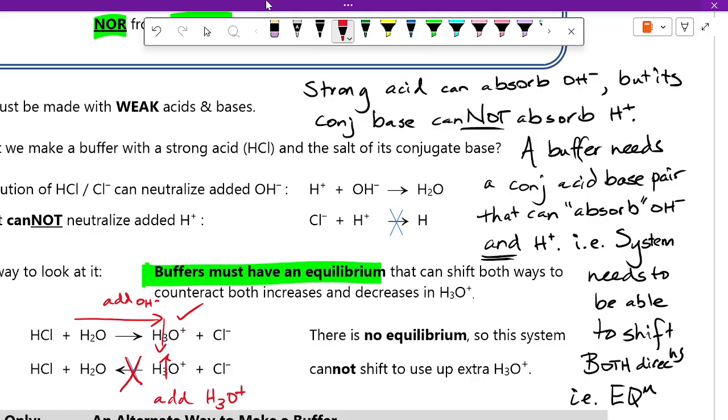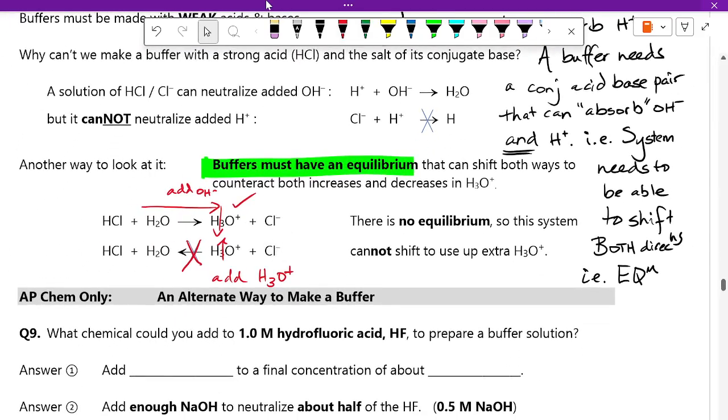You don't need to say all of these things. You just need to say one of them. Like you need to say it needs to be in equilibrium so it can shift to absorb hydrogen and produce hydrogen. That would be sufficient. Like I said, I have written way too many words here. Or you can say it needs to be in equilibrium so it can shift. AP Chem only.